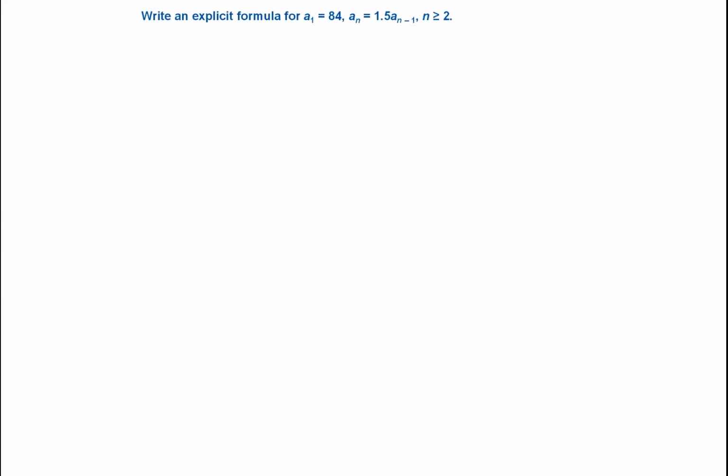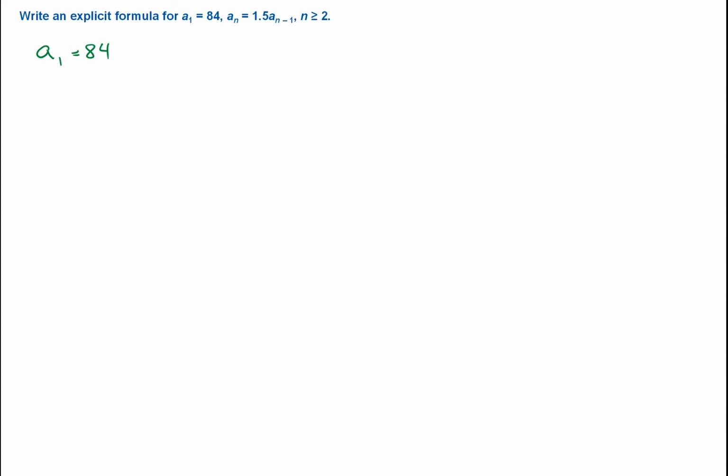One more. Write an explicit formula for a sub 1 is equal to 84 and a sub n is equal to 1.5 times a sub n minus 1, n greater than or equal to 2. Now we're going from recursive to explicit, going the other way. Oh, this is fun, practicing going every which way. We're going to be masters at recursive. Well, a sub 1 is equal to 84.